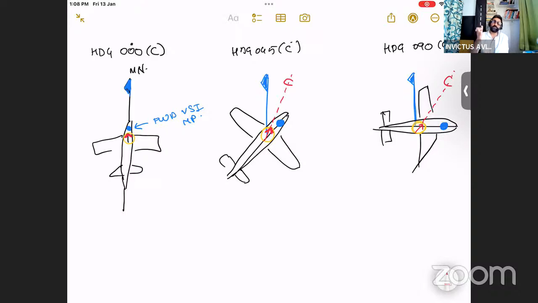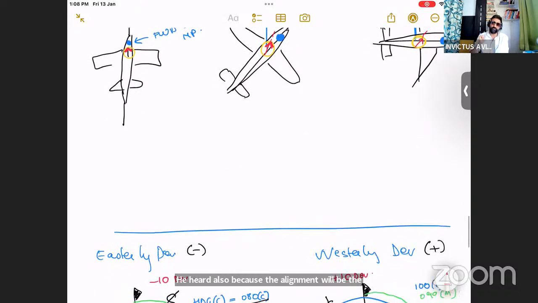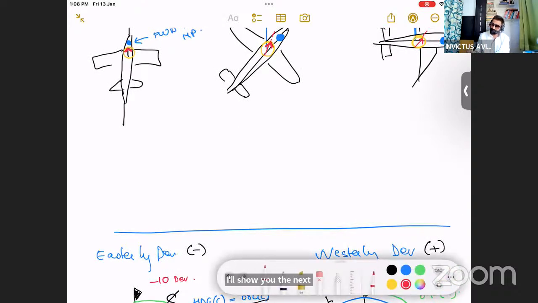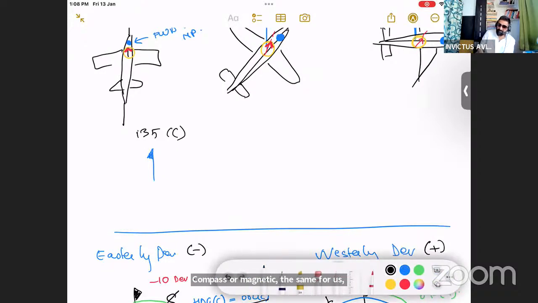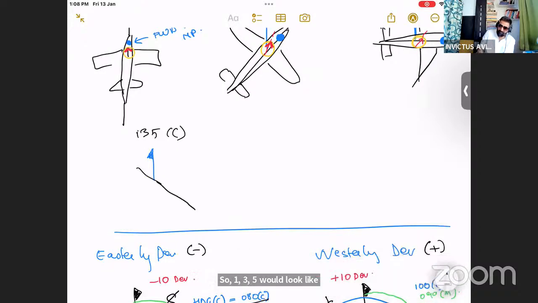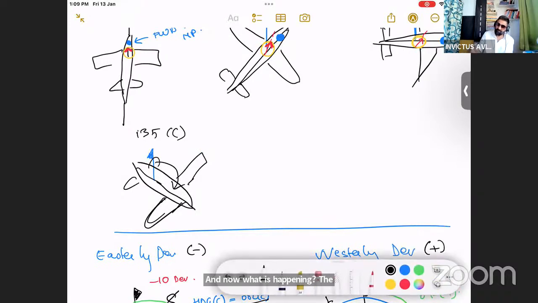Here also, because the alignment will be the same, I'll show you the next headings. Let's say 135, compass or magnetic, the same for us. Quickly. So 135 would look like this. Angular measurement of 135. This is my aircraft. So 135 like this. So I'll make my aircraft. And now what is happening? The value will decrease compared to the maximum value on 090.